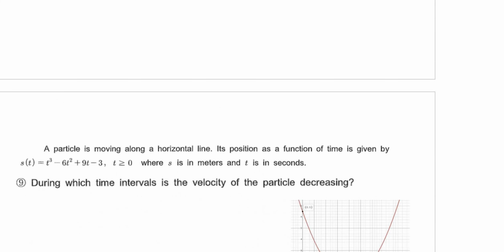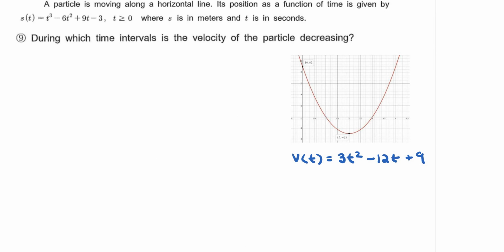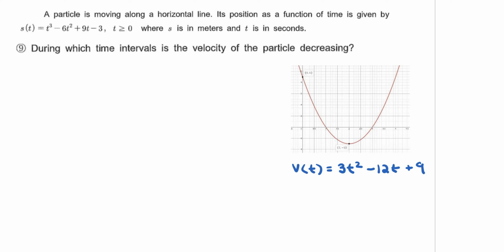All right, so move on to question number 9. During which time intervals is the velocity of the particle decreasing? Okay, so what does this really mean? The velocity of the particle decreasing, right? So what this really means is that your velocity function has a negative slope. That's it. So the velocity of the particle is decreasing. That generally means the velocity has a negative slope, right?